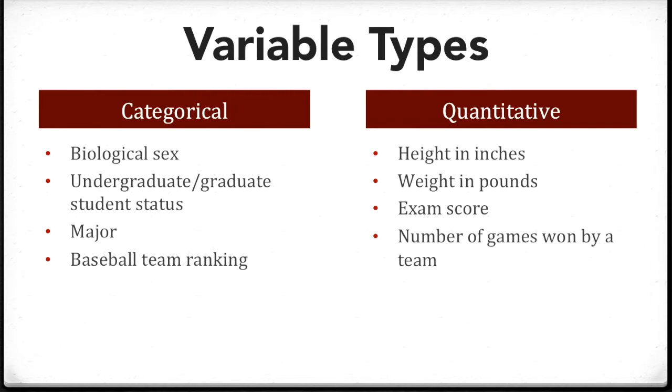Rankings often confuse students because they usually take on numbers, but the difference between those numbers is not equivalent. So the difference between the first and the second place team is not necessarily the difference between the 10th and 11th place team. So rankings are considered categorical variables.